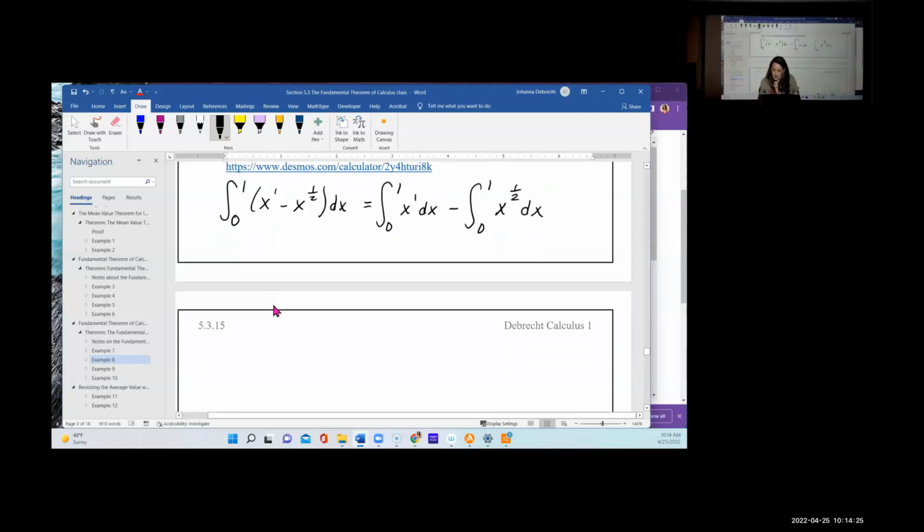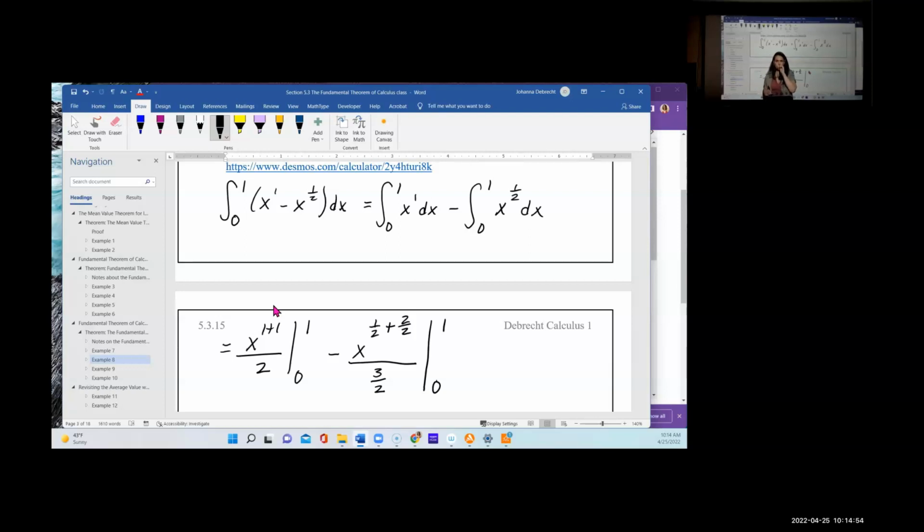Okay, now that I have this, we're going to apply and find the antiderivative function using the power rule. So we add 1 to the power, divide by the new power, and evaluate between 0 and 1. Then we can do the same thing here. X to the 1/2, add 1, which is 2/2, which becomes 3/2, divide by the new power, which is 3/2, and evaluate between 0 and 1.